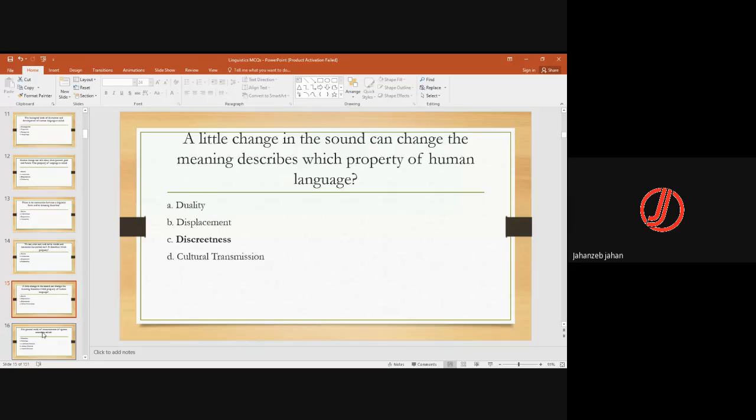A little change in sound can change the meaning. Which property of human language does this describe?